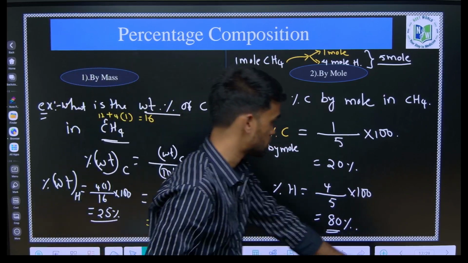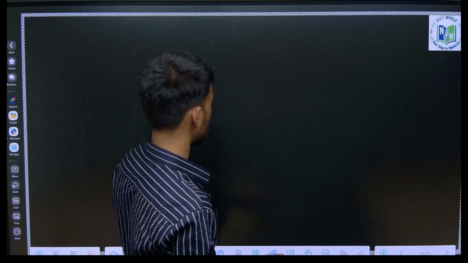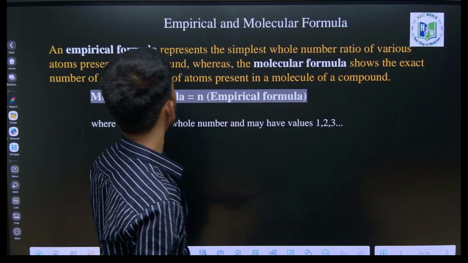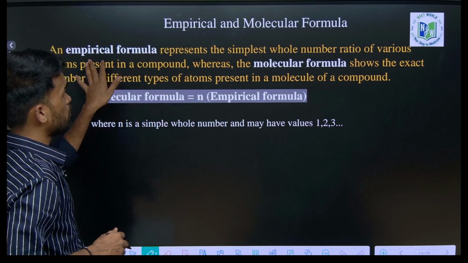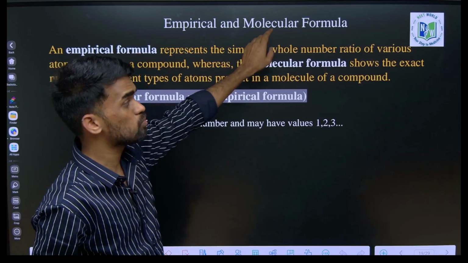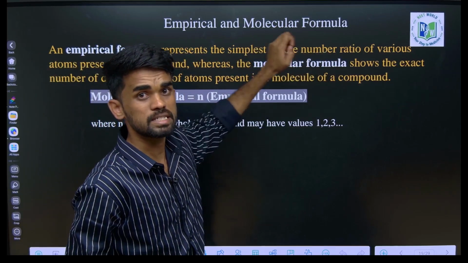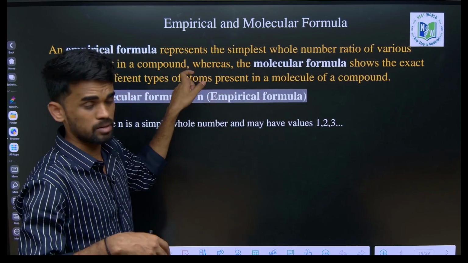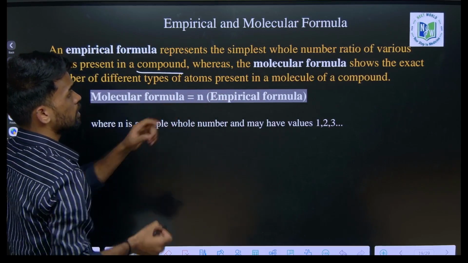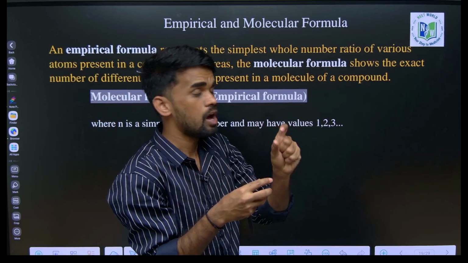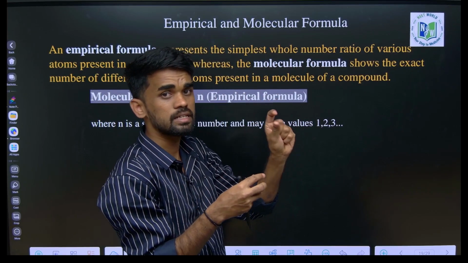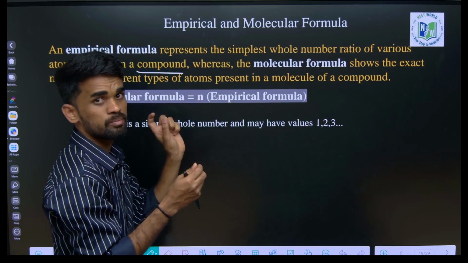Percentage composition also. Okay. The next thing is empirical formula and molecular formula. See, here empirical formula represents the simplest whole number ratio of various elements present in a molecule or a compound. Whereas molecular formula represents exactly how many atoms of each element are present in that particular compound.